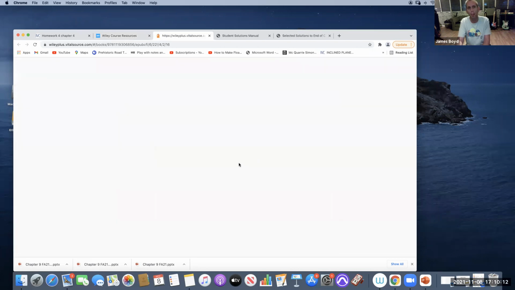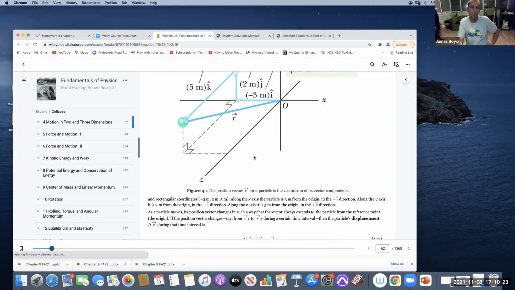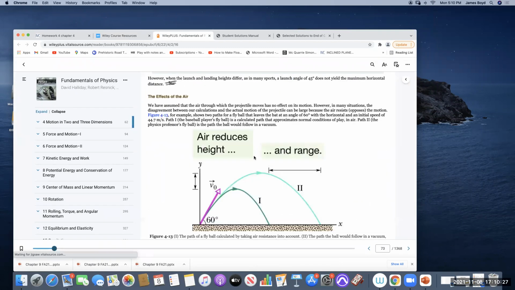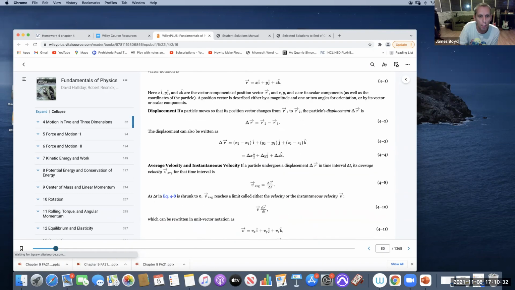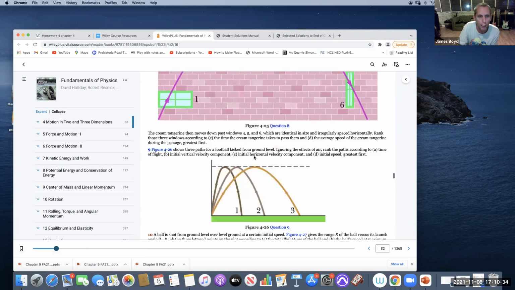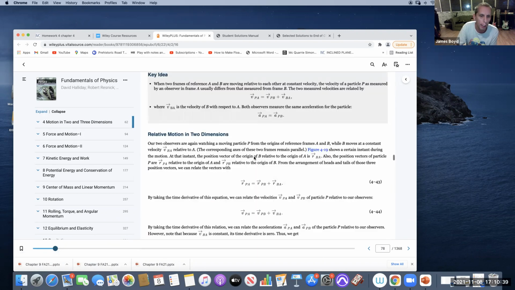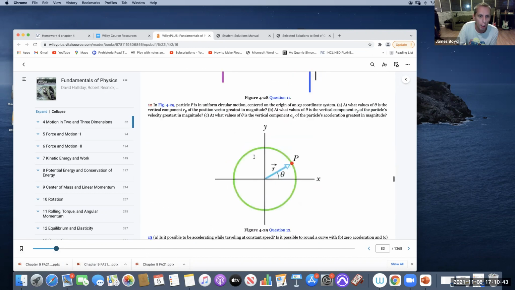Come on, open it. Why do you take so long to load? If you go to the very end of the chapters, there's questions. Oh, come on. So there's questions and then there's problems. Oh, that's not what I was looking for. So come on, get to it.